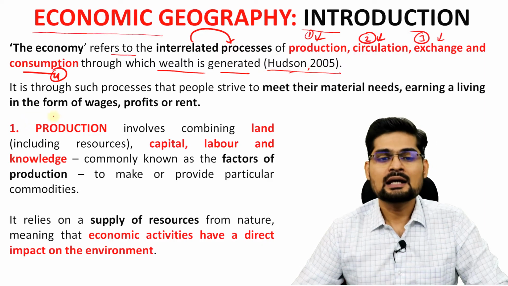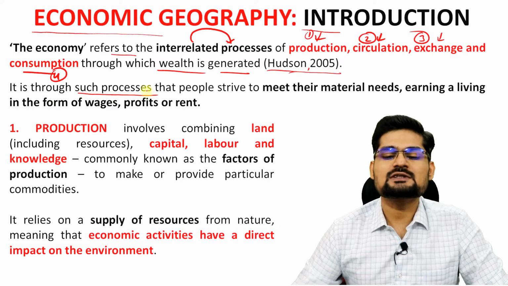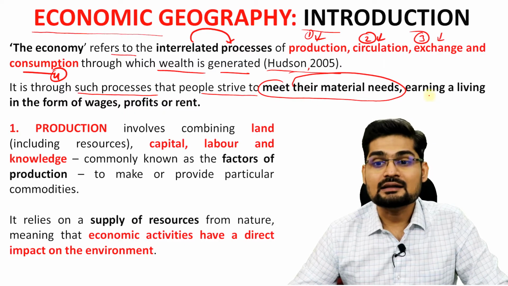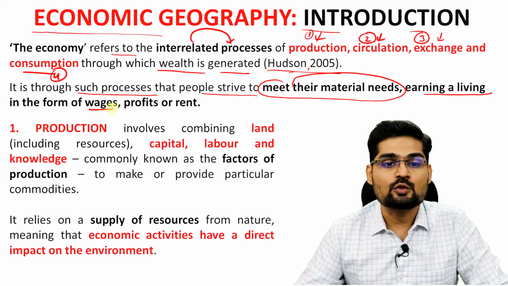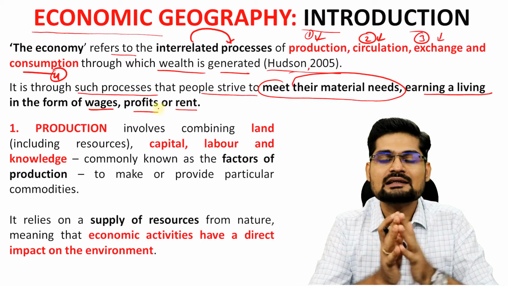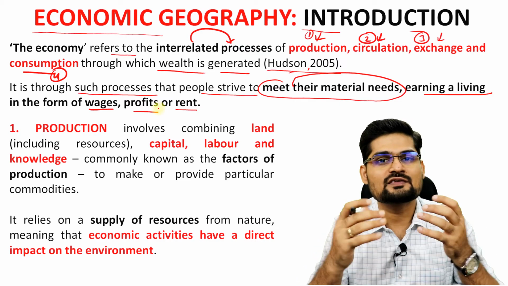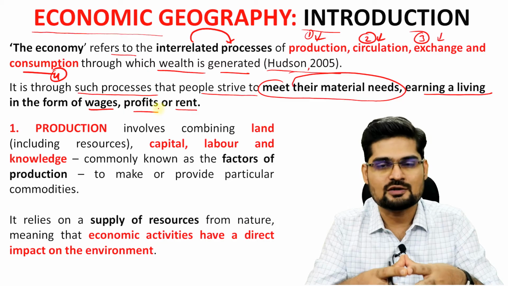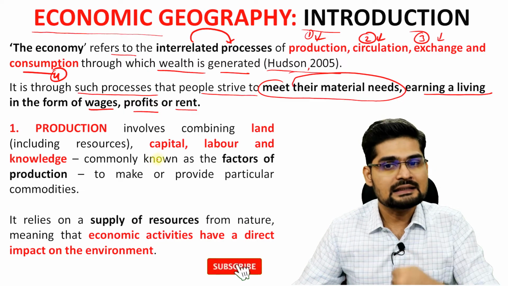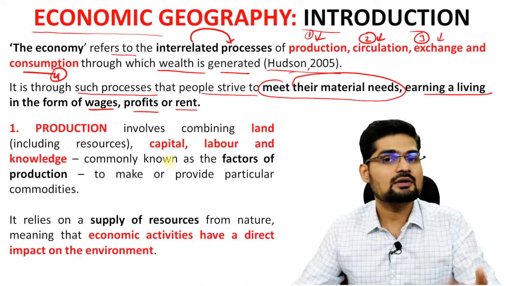Now this is important. And apart from this, what is more important here? That it is through these processes that people strive to meet their material needs. They earn their living in the form of wages, profits or rent, right? So what does it signify? That economy is necessary for human beings. That's why we are studying economic geography as a sub-branch of human geography, right? So it's important for people to earn material things to meet their material needs, right? Earning their living. It's important for livelihood.